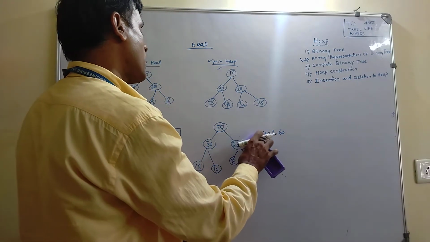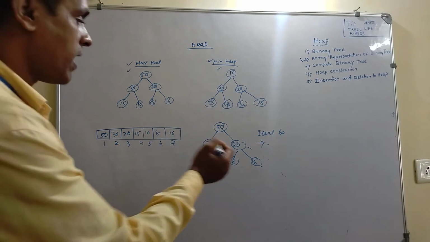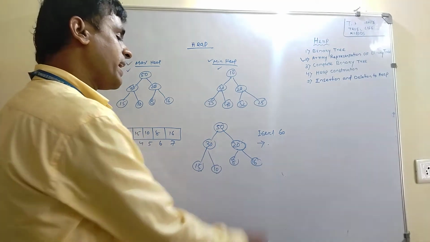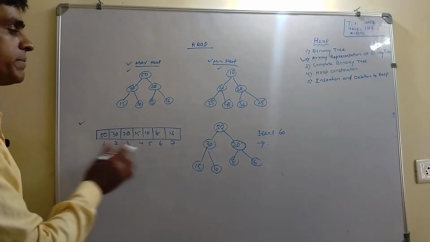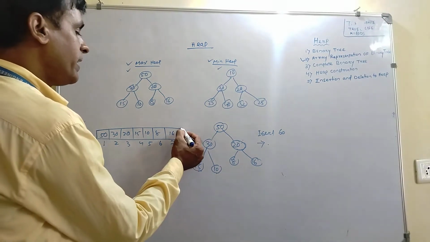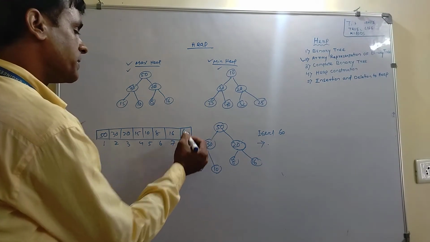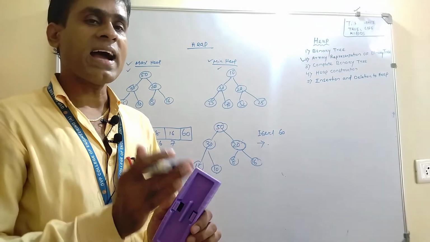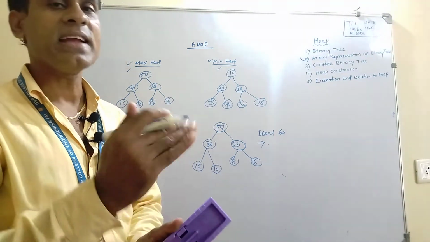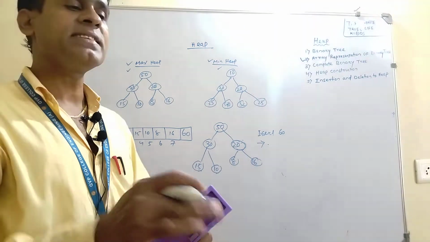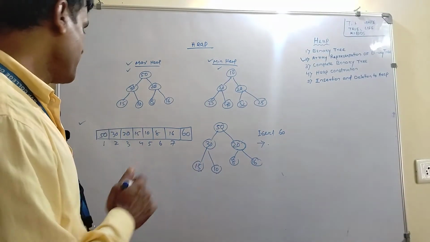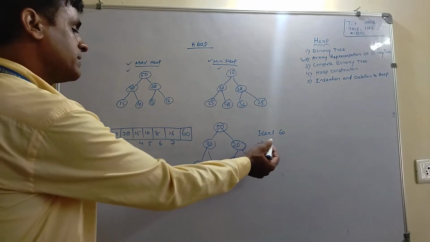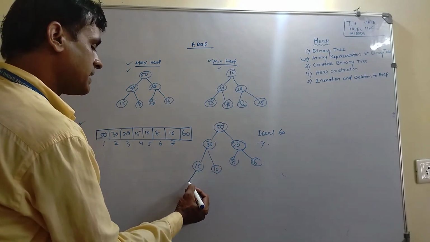So how do you insert the 60? The first thing is to represent it in the form of an array, and in the end location of the array you insert it. Suppose this is the array representation, and in the end location you insert 60. I have already told you that if a parent is at the ith location, its left child is at 2i, its right child is at 2i plus 1, and its parent is at i by 2. So if you insert 60 here, after 16, at the end, it will be inserted exactly here.